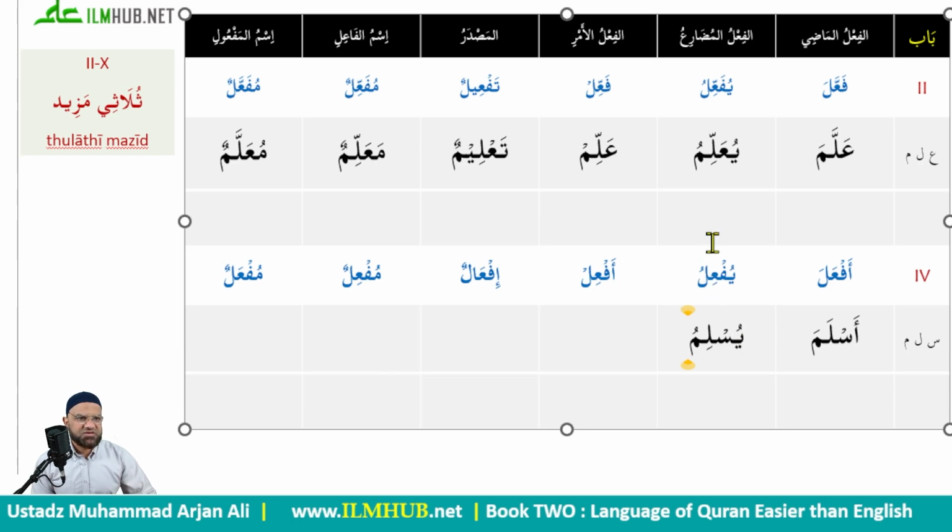So all I'm doing is replacing the Fa, Ain, Lam with Sin, Lam, and Mim. The command form will be Aslim. So if you translate it: he submitted, he submits, and telling somebody to submit. And Islam, now we're going to follow the if'al pattern. Look how beautiful this is. This is a word you should all know. Islamun. So that is the masdar, Islamun.